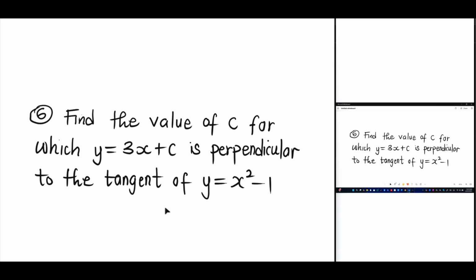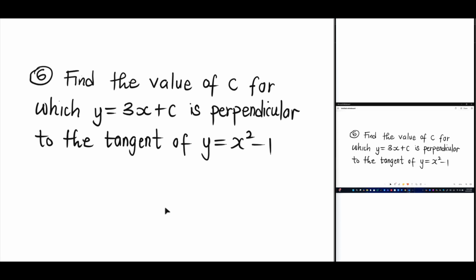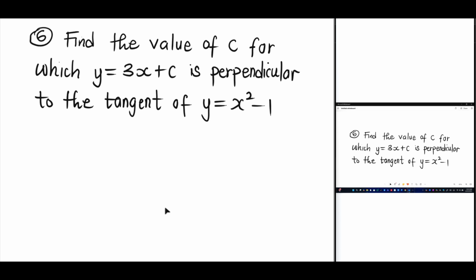We are still on application of differentiation, but we are now focusing on the concept of a tangent and that of a normal to a given curve. All right, so let's look at our sixth question. Find the value of c for which the line y is equal to 3x plus c is perpendicular to the tangent of the function y is equal to x squared minus 1.